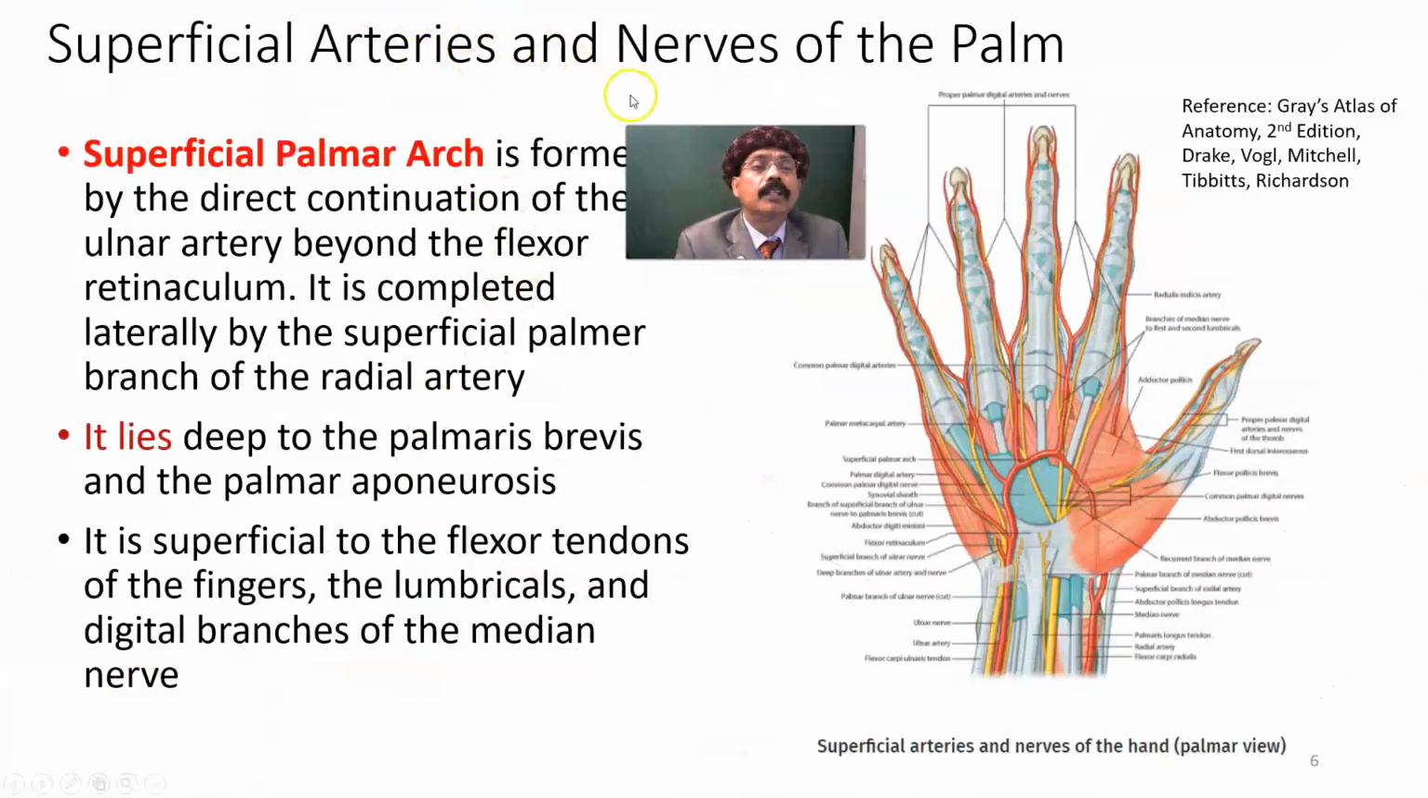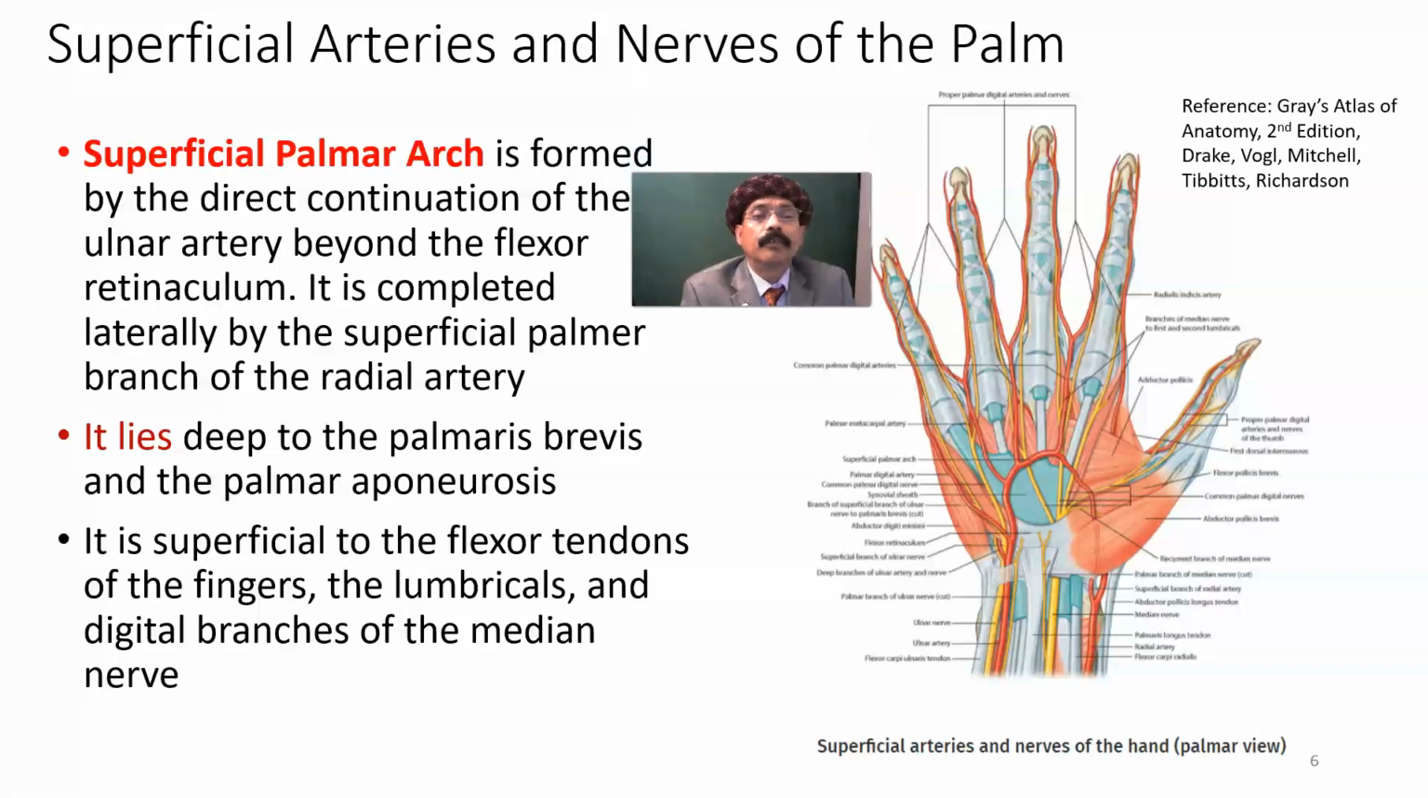Then we'll go to the superficial arteries and nerves of the palm. Superficial artery: the superficial palmar arch is formed by the direct continuation of the ulnar artery. So this is the ulnar artery here. It is completed by the superficial branch of the radial artery, maybe directly the superficial branch of the radial artery, maybe from the arteria radialis indicis or arteria princeps pollicis, which may complete the superficial palmar arch. It lies deep to the palmaris brevis muscle and the palmar aponeurosis. It is under the palmar aponeurosis.